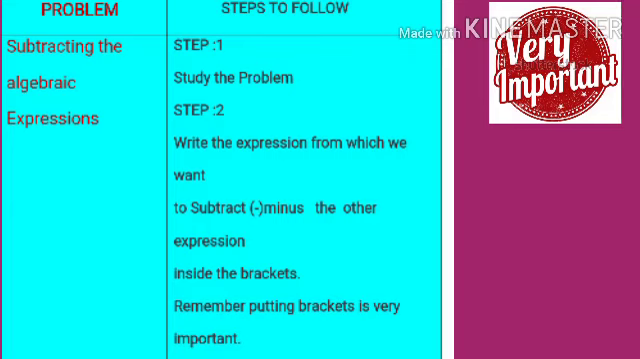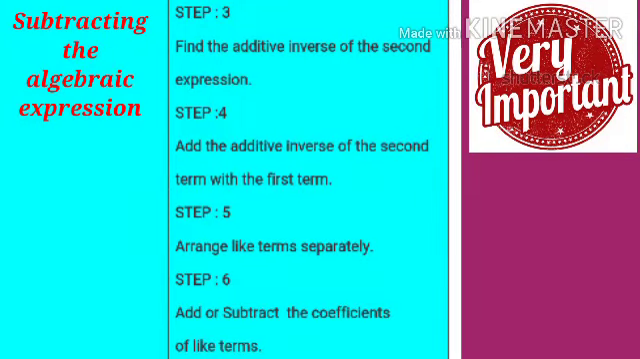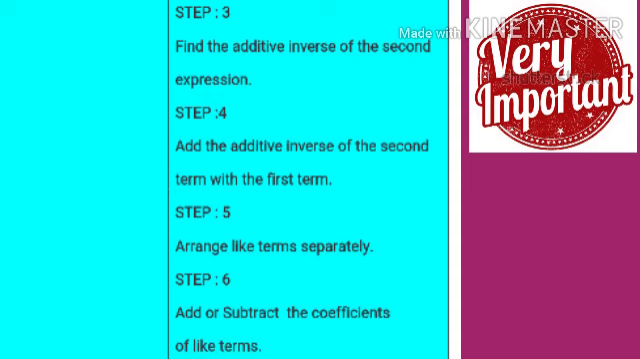Problem: subtracting algebraic expressions. Steps to follow are: Step 1. Study the problem. Step 2. Write the expression from which we want to subtract, minus the other expression inside the brackets. Remember, putting brackets is very important. Step 3. Find the additive inverse of the second expression. Step 4. Add the additive inverse of the second term with the first term. Step 5. Arrange like terms separately. Step 6. Add or subtract the coefficients of like terms alone.